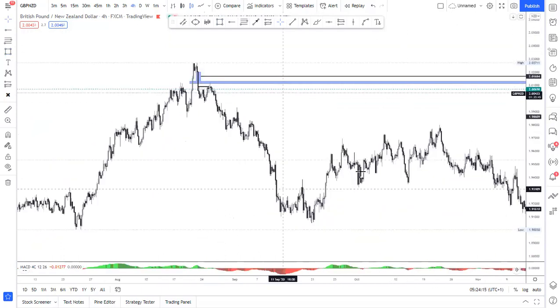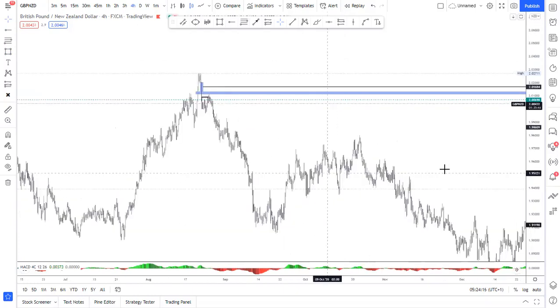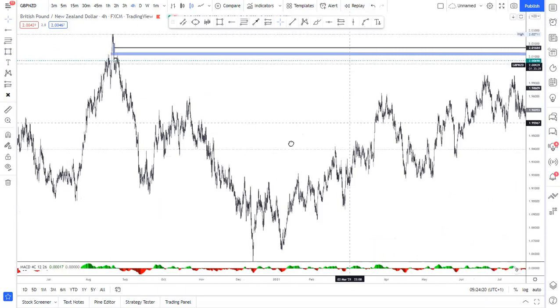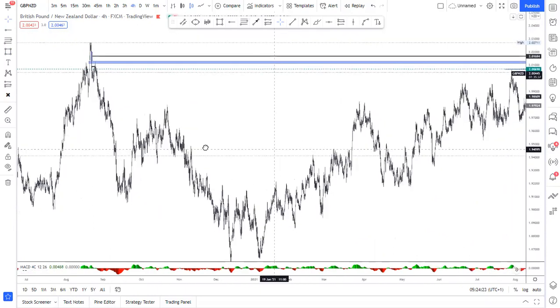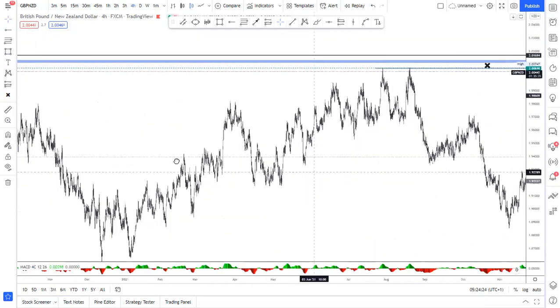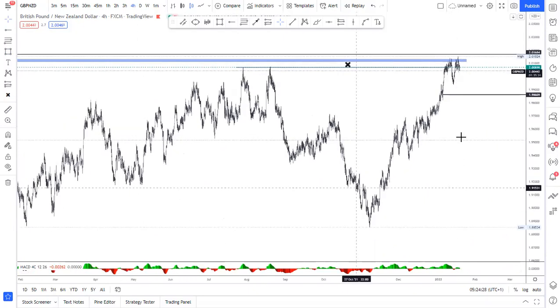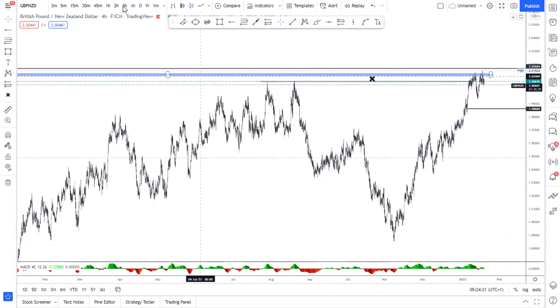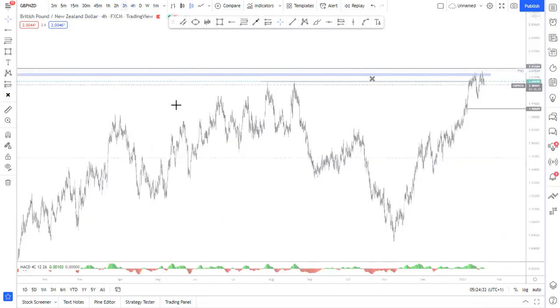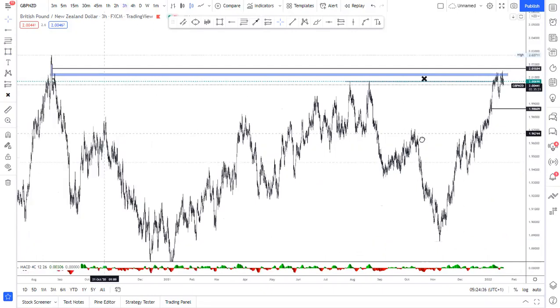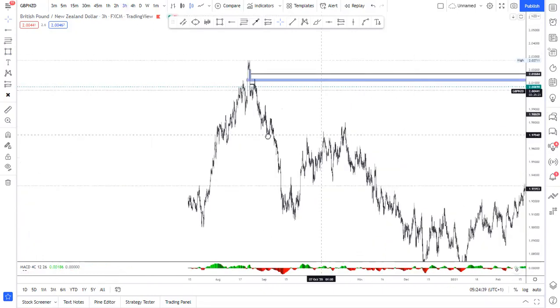Now we're finding our way back up, and we are almost there. We're here now. We're yet to tap into that IPA area. And if we should go lower time frame, just take it one lower time frame at a time.